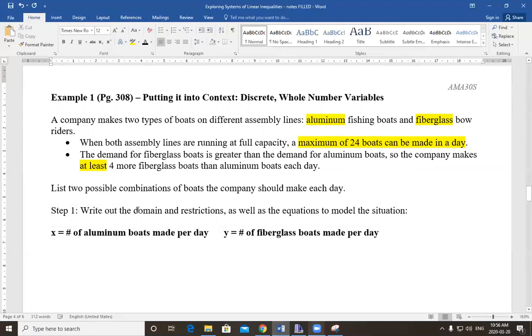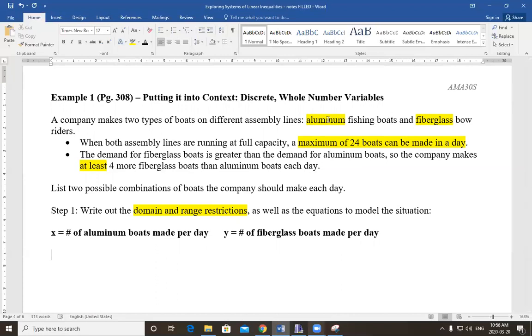Next, it says write out the domain. That should say domain and range restrictions, as well as the equations to model the situation. So domain and range restrictions. This is basically telling us what quadrant we are going to hang out in. And I hope you would realize that if we're talking about making boats, you can't have negative boats, and you certainly can't make part of a boat. Well, you could, but you're not going to sell part of a boat.